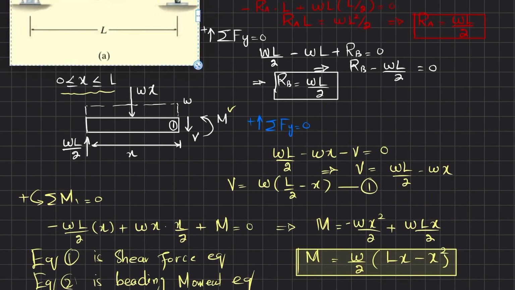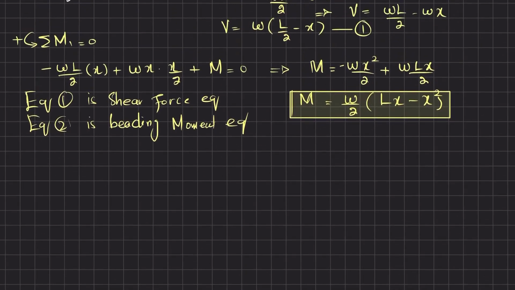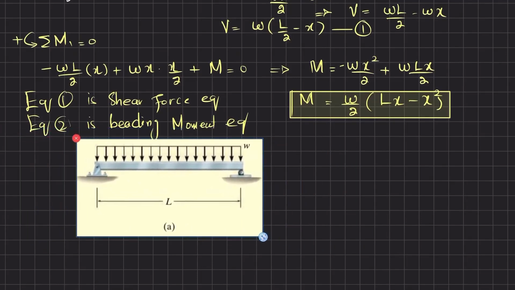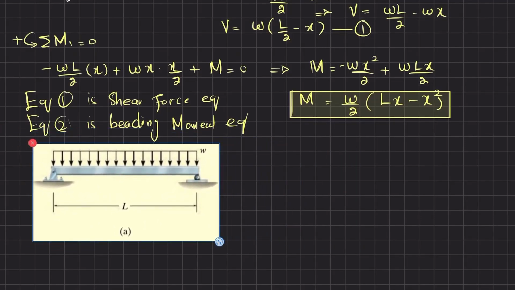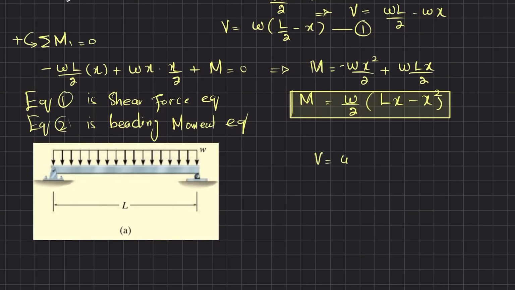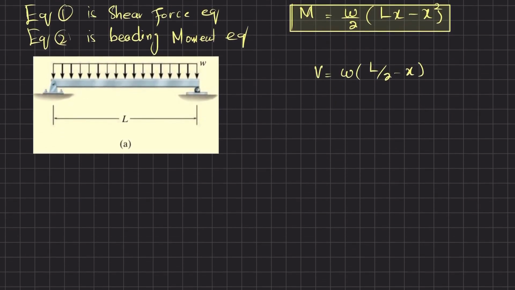I will copy it and paste it over here so that we can easily draw the shear force and bending moment diagrams. So we'll write equation 1 over here: V is equal to W into (L by 2 minus X). So we have both these two equations. For the shear force diagram, I will draw vertical lines from the ends of the beam, and along the horizontal line there will be the length of the beam.